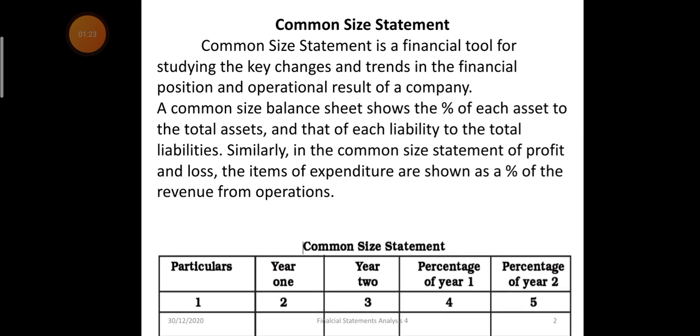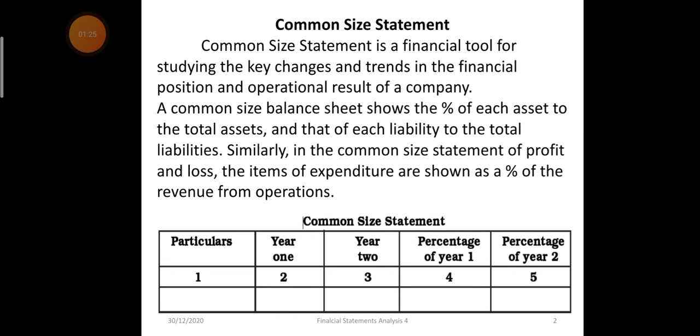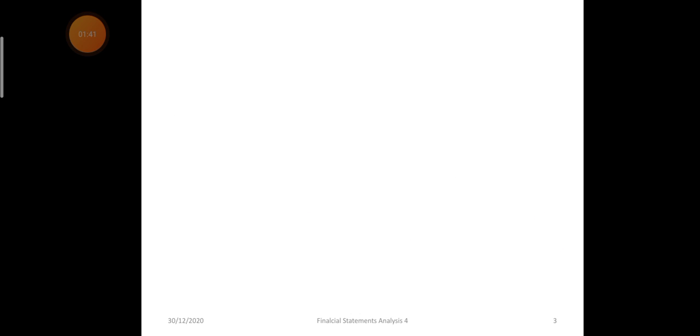The format of a common size statement is like this. If we are comparing 2 years, then year 1's percentage is written here, and for year 2, the percentage in this column. It can be two different companies, same years also. Now let's take one question.